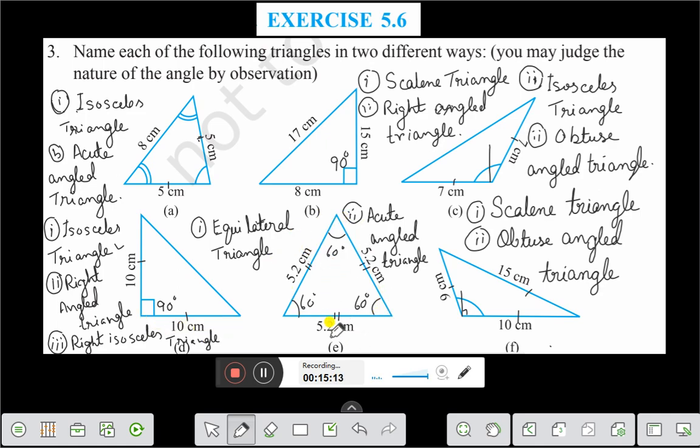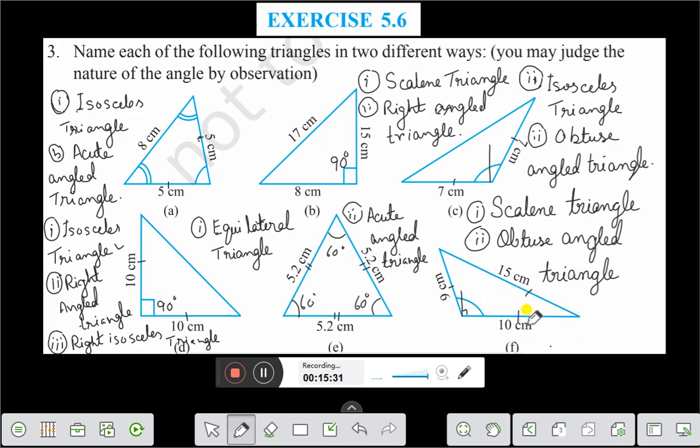Next, question number E. Question number E, see all the sides are same, therefore you can say it as equilateral triangle. And the angles, since all the sides are same, therefore all angles will also be equal, that is 60 degree, 60 degree and 60 degree, right. Therefore you can say it as acute angle triangle. Acute means less than 90 degree.